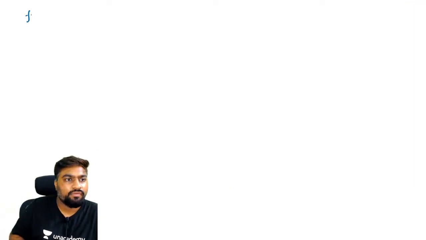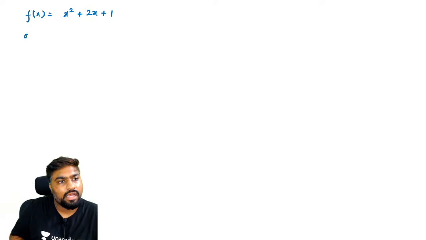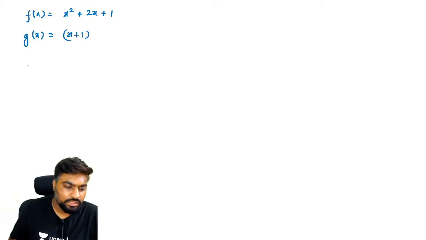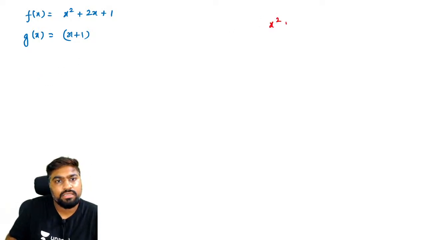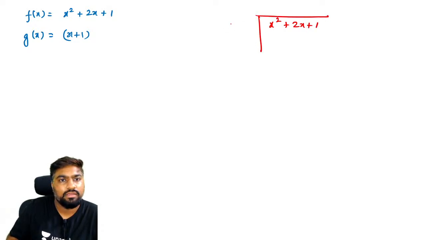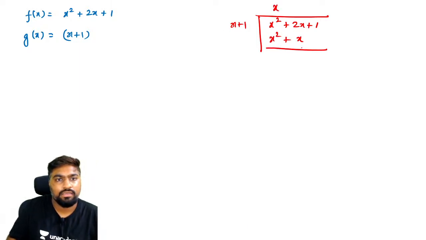I'll give you a quick example for that. Let's say f of x is equal to x square plus 2x plus 1 and g of x is equal to x plus 1. When f of x is this and g of x is this, when you divide f of x with g of x, what will happen? Take this x square plus 2x plus 1, when you divide it with x plus 1, this is x times, so you will have x square plus x.